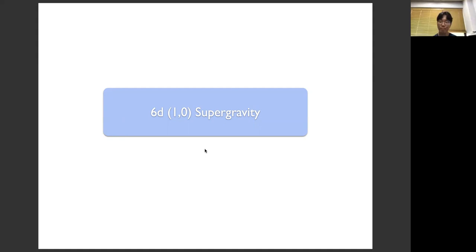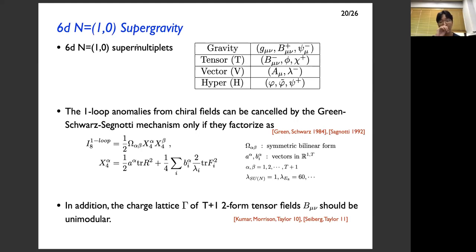So 6D N=(1,0) supergravity theory is a chiral theory preserving eight supersymmetries. It consists of the gravity multiplet, including the metric and a self-dual two-form field, and the tensor multiplet, including an anti-self-dual tensor field and one scalar field. This scalar field parameterizes the tensor moduli space. The vector multiplet contains a vector, and the hypermultiplet contains some scalar fields and their fermionic partners. Here, T, V, H simply denote the number of tensors, vectors and hypermultiplets.